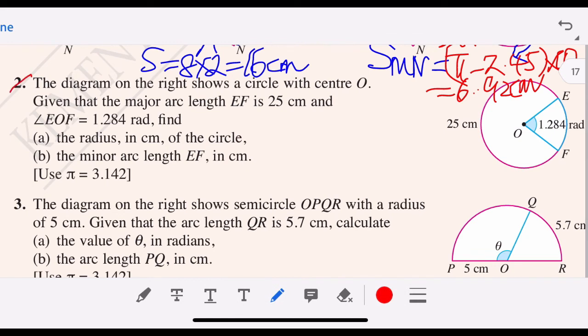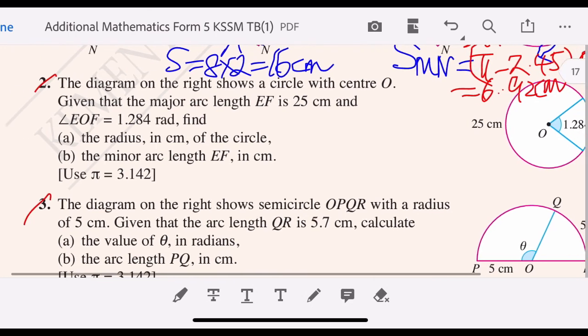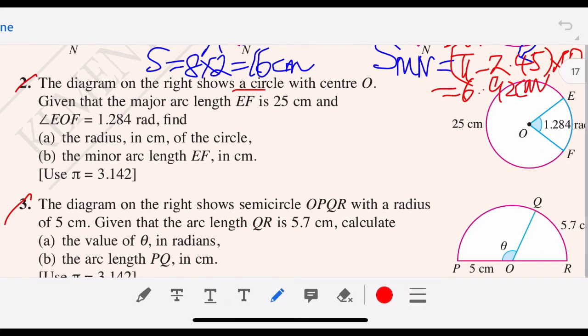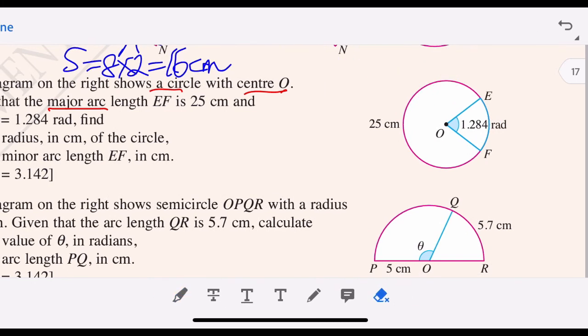Question number 3, you have to do on your own. Okay, so let's see question number 2. The diagram on the right shows a circle with a center O, given that major arc length EF. Where is the major arc length? Let's highlight. The major arc length is here.